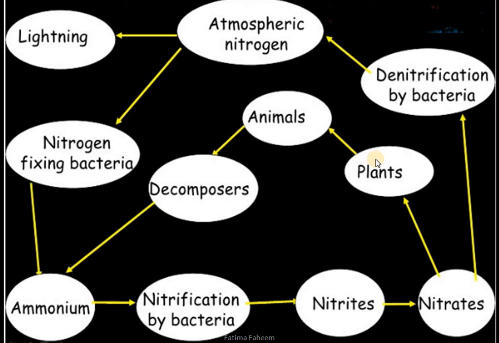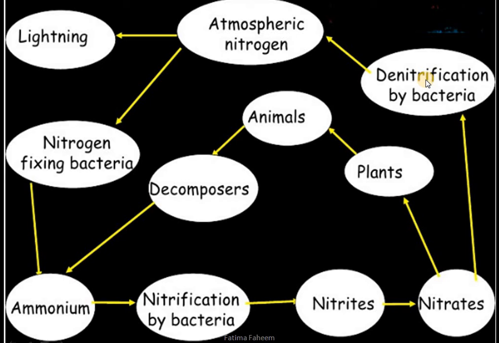Then nitrates are taken up by the plants, absorbed by root hair cells. Root hair cells absorb them by active transport, and plants make their protein from them. Those plants are eaten by animals and humans. Animals get decomposed by decomposers. You can add the point of excretory material here, which is nitrogenous waste. Decomposers then add ammonium ions back to the soil, which are again converted by nitrifying bacteria to nitrites and nitrates, and the cycle continues. The surplus nitrates are then converted back to atmospheric nitrogen by denitrifying bacteria.